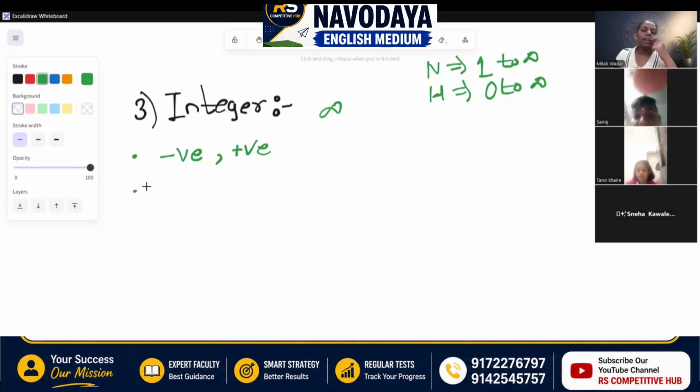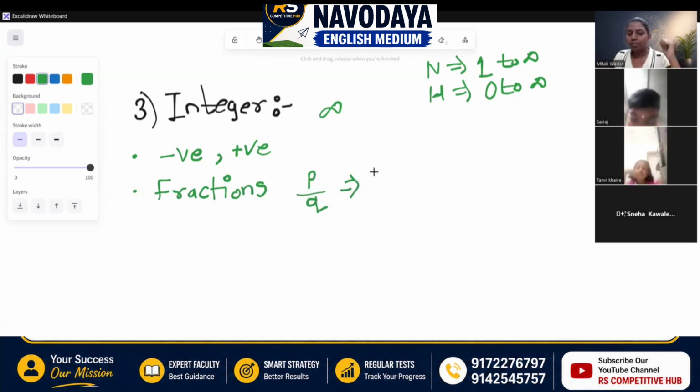Now, here in the integer, a second point is that we are not having any kind of fractions in the integer. Fractions means which numbers? Those numbers in a p by q form, means p divided by q form. I will give you an example: 2 divided by 3. It is in p by q form, right? And these are the fractions. And all the fractions are not listed in the integers.